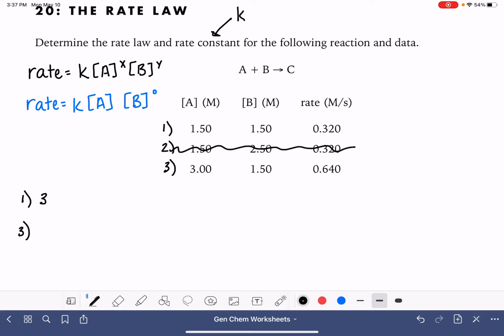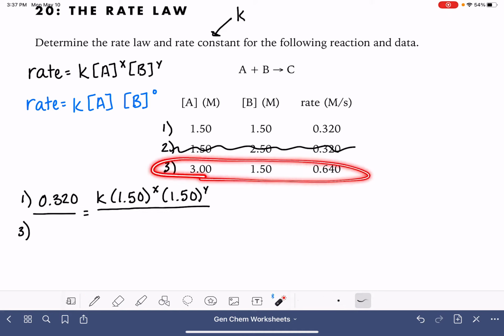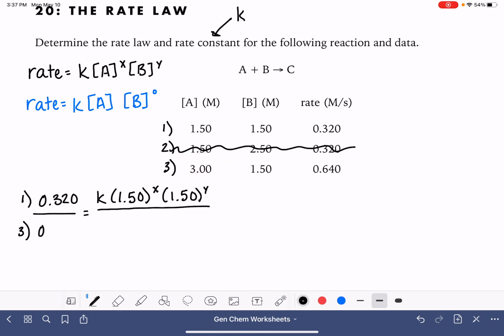For data set number 1, the rate is 0.320. That's equal to K. The concentration of A is 1.5 to the X. The concentration of B is 1.5 to the Y. And we're going to divide that by all of our data for data set number 3. For data set number 3, the rate is 0.64. That's equal to K. The concentration of A is 3.0. And the concentration of B is 1.5. We're going to cross off what we can. The value of the rate constant is the same. 1.5 to the y is the same as 1.5 to the y.